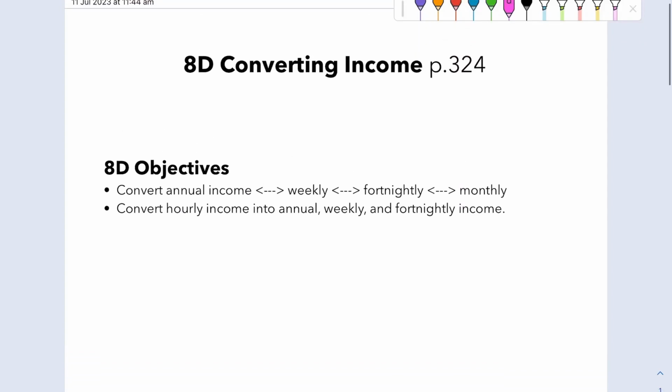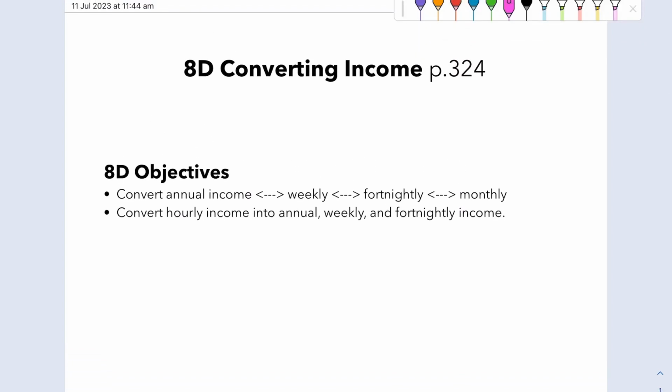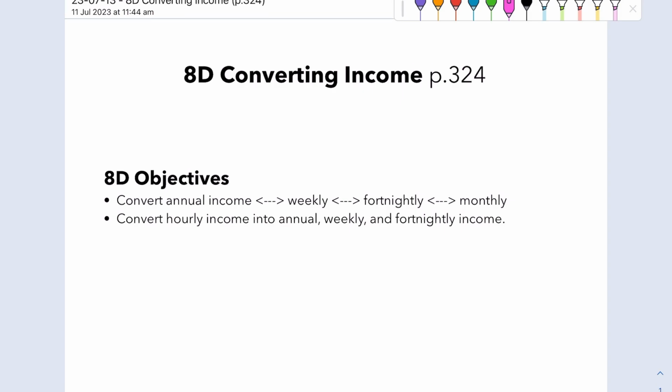Hello students, so we're going to do chapter 8D today, converting income. This one sounds pretty complicated when I was looking through the textbook notes, but the actual mathematics is not that bad. So we're basically converting between a year, a week, a fortnight and a month, and in some instances we might have to convert hourly income into the other ones, but that one's a bit more technical.